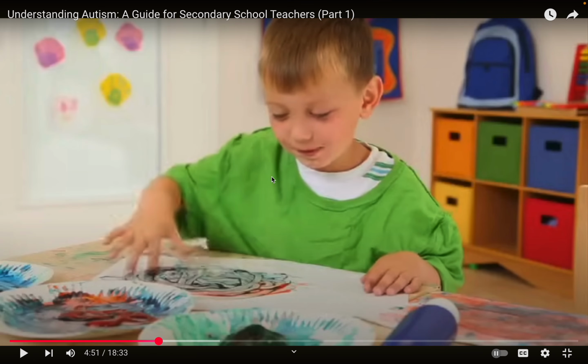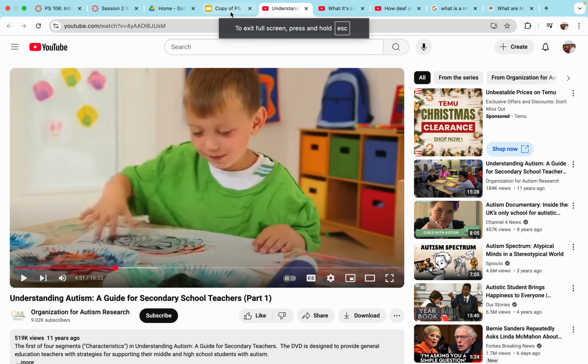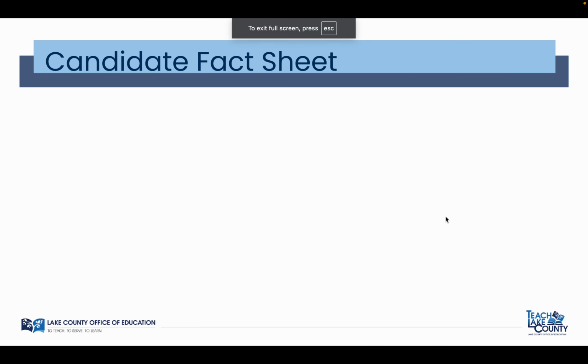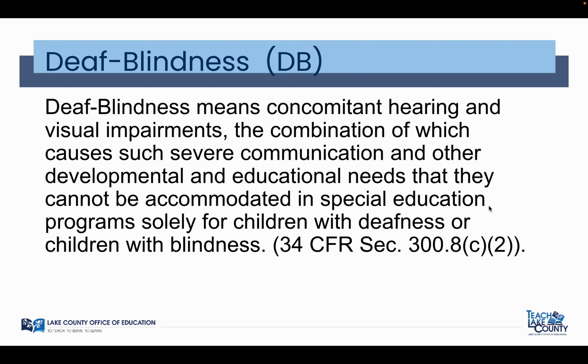In preschool, that's probably where I'll stop it. I might show the preschool bit too, but I want to give the presenter a chance to share their information, and you'll see that it says candidate fact sheet here. And whoever's doing autism will have the chance to take the floor and give their 3 to 5 minute presentation. And then we go into deaf blindness.